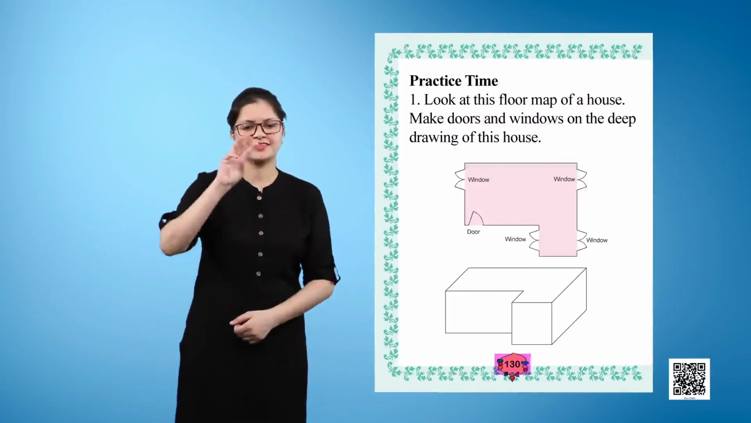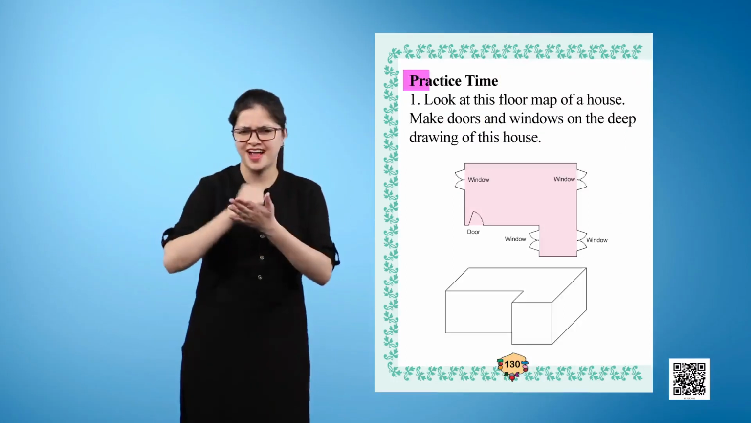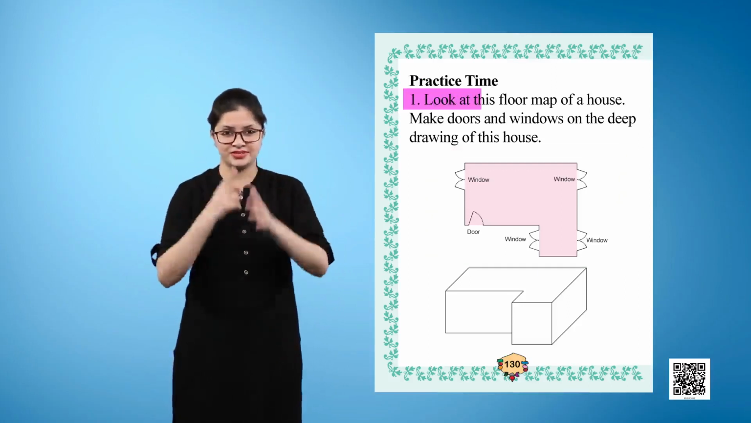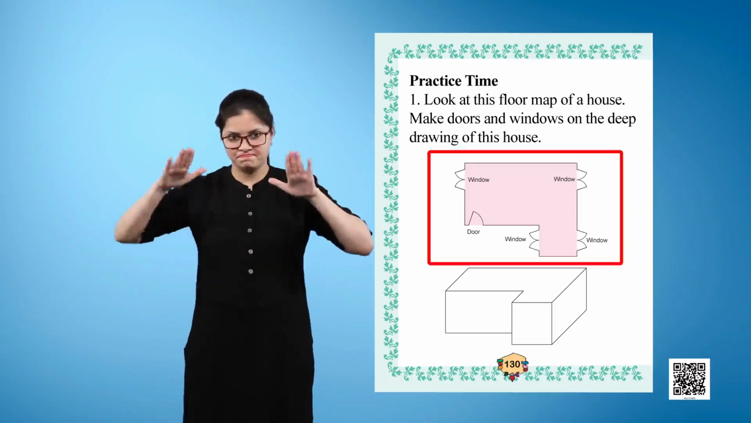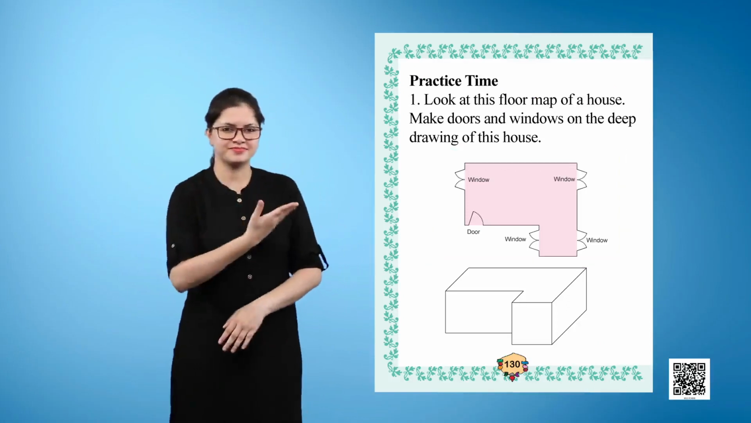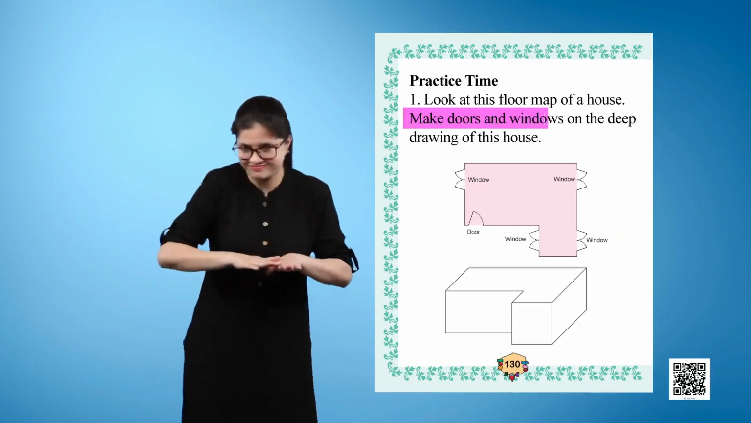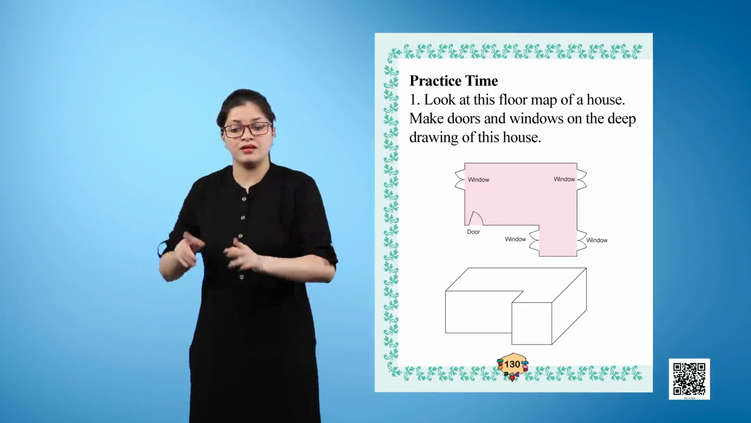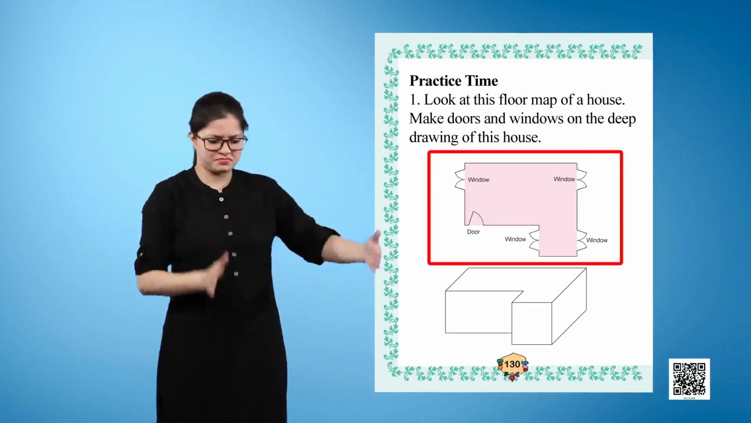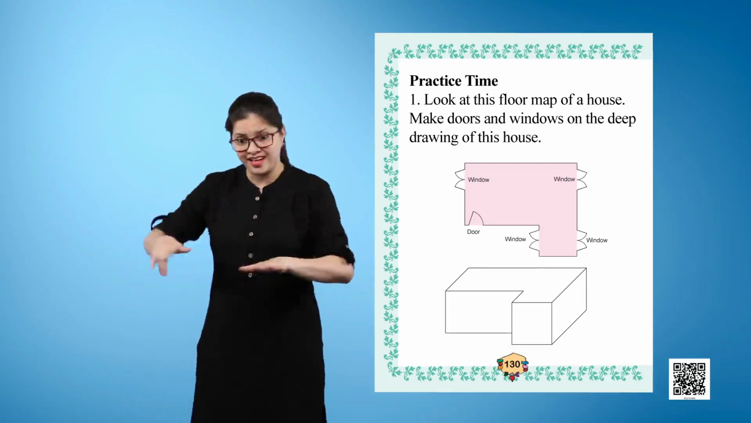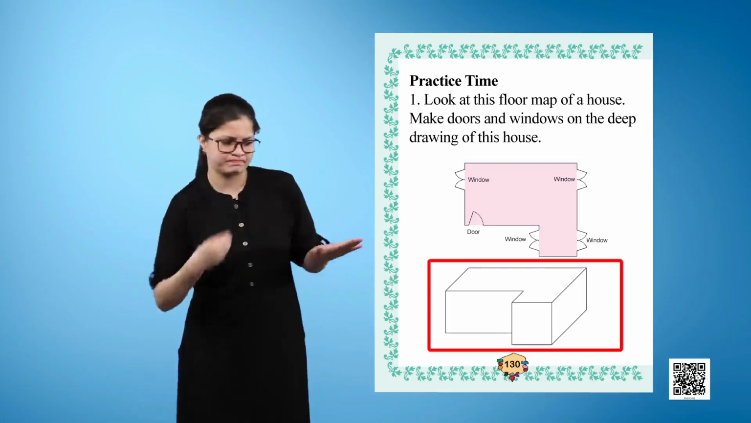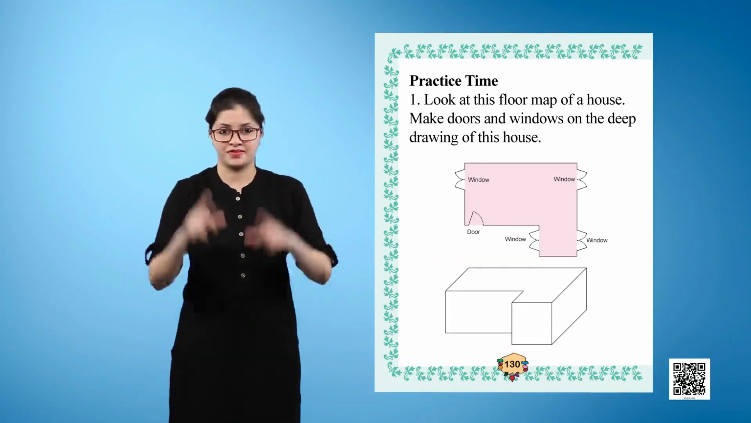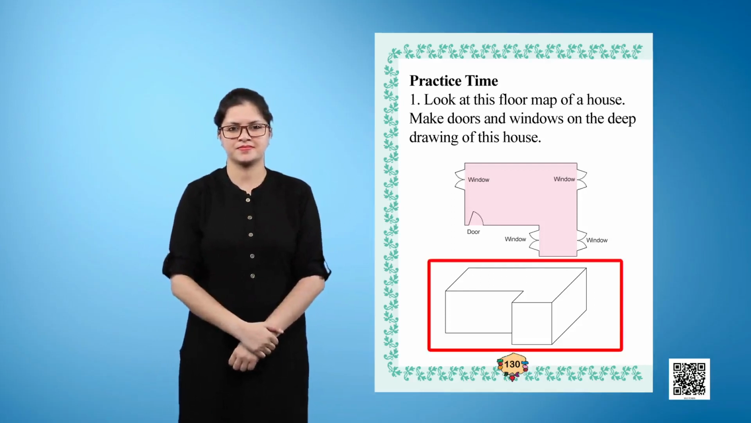Page 130. Practice time. 1. Observe this floor map of a house. Make doors and windows on the deep drawing of this house. Below this we have the floor map of a house which indicates the doors and windows, and next to it we have a deep drawing of the house. You have to make the doors and windows accordingly.